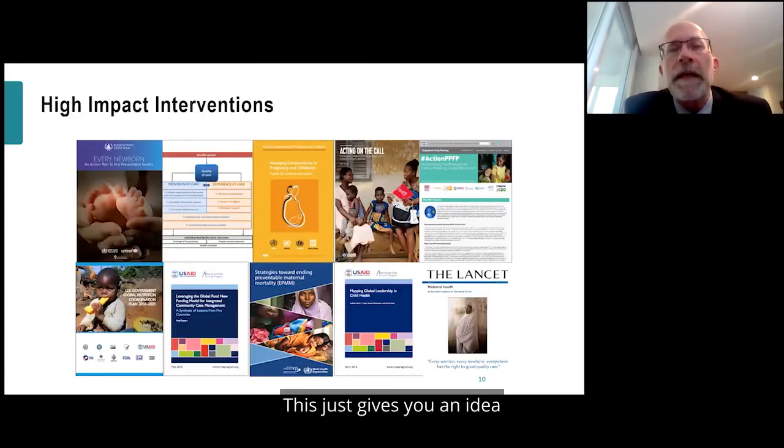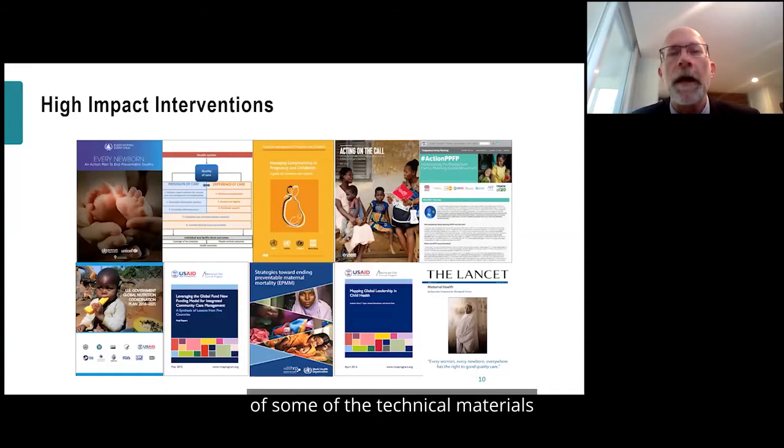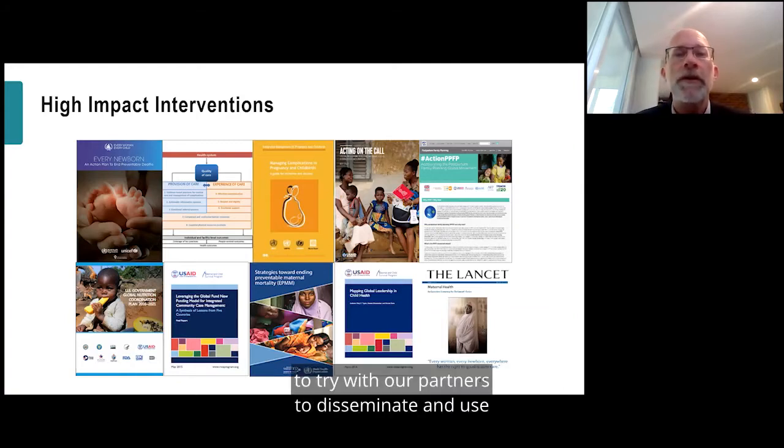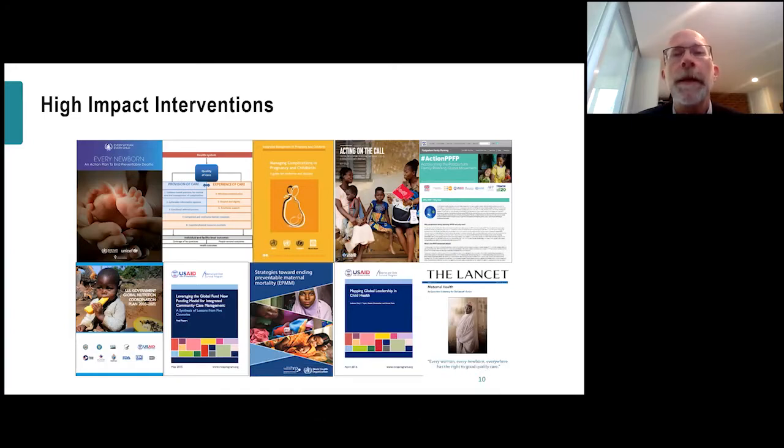This just gives you an idea of some of the technical materials that have already been produced in some accompanying projects and some that we are working with now to try with our partners to disseminate and use and learn from.